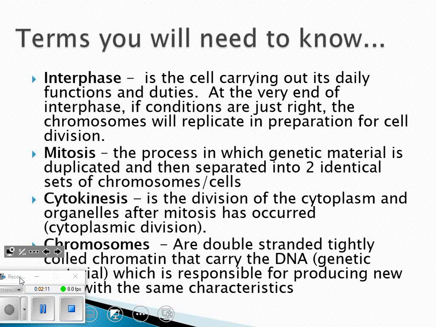We take that copied genetic material, that was copied right at the end of interphase, and we split it into 2 identical sets of chromosomes, or 2 identical cells. And again, cytokinesis is when the cytoplasm with all those organelles you talked about in grade 8 science divides into 2. Chromosomes are double-stranded, tightly coiled DNA or chromatin that carries that genetic material. Your genetic material is responsible for producing new cells with those same characteristics.